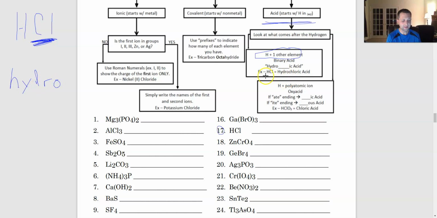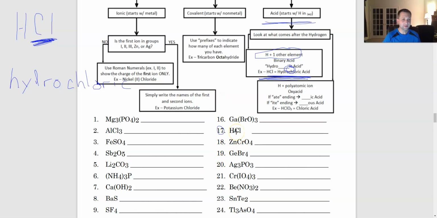Now this is anticlimactic, so it's the example on the flow chart, okay? But it starts with hydro. Cl is chlorine, so you change the ending to an ic. Okay, so it's hydrochloric. And you have to put the word acid at the end. Yeah, it's mandatory. You can't be lazy and skip that. It's not hydrochloric. It's not the name. It's hydrochloric acid. All right? So that is number 17.